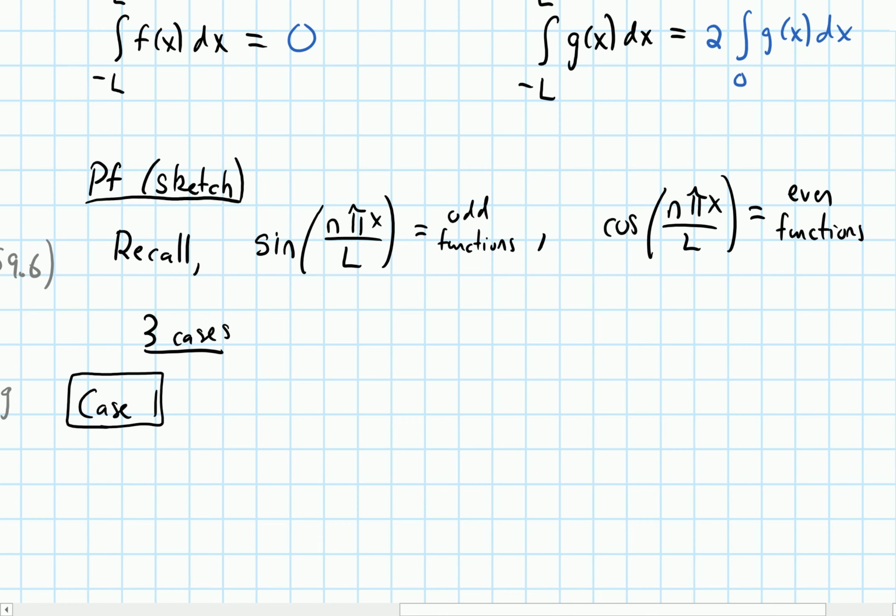So let's say that for the first case, we take the inner product of a sine function, so let's go sine of n pi x over L, with a cosine function. So let's go cosine of, and it doesn't necessarily have to be the same coefficient here, so I'll write m pi x over L. So the inner product of a sine function and a cosine function.